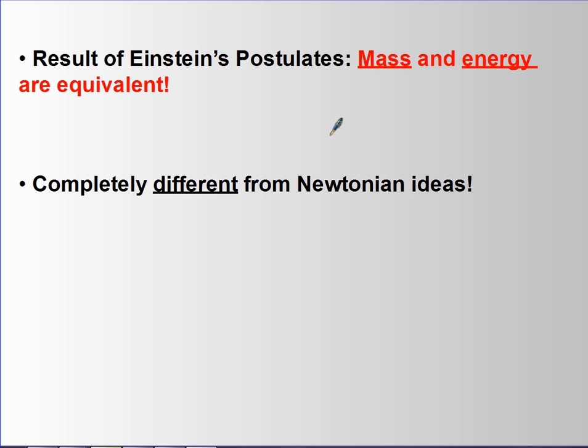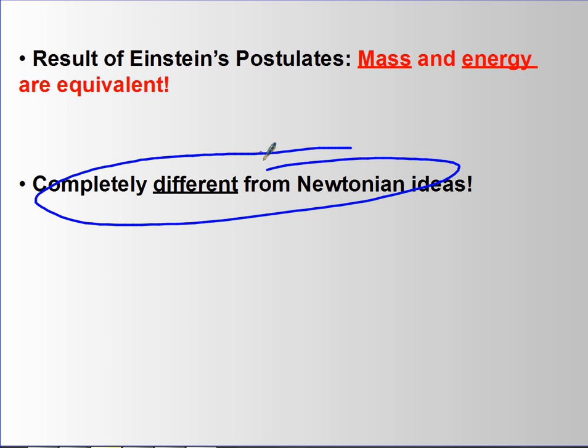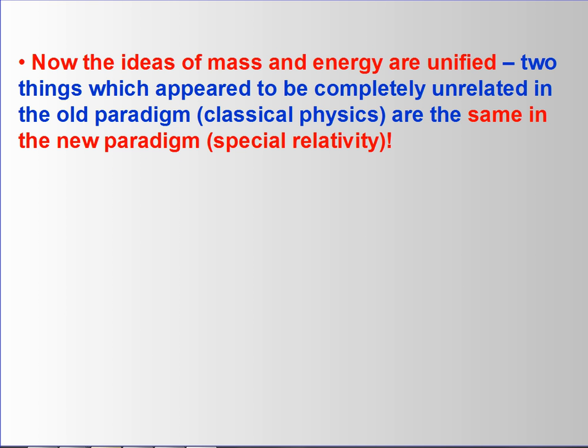So, Einstein says mass and energy are equivalent, and this is completely different from Newton. They did not accept Einstein's postulate to start with. As a matter of fact, when he won his Nobel Prize, they would not let him speak on E equals mc squared because they didn't agree with it, and they thought he was full of it, actually. Now, we have a brand new paradigm. Paradigm's just a way of thinking.